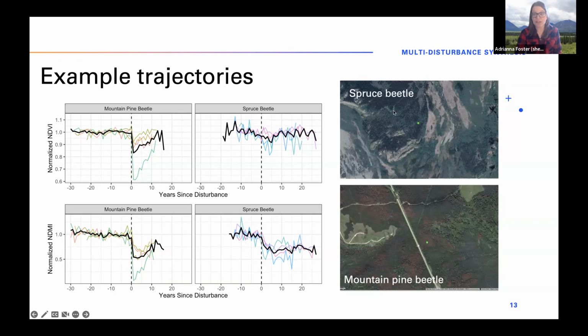However, for the spruce beetle, there's basically no signal in NDVI, which makes sense because the needles of infested spruce trees don't shift to red. However, we do see a decline in NDMI, which corresponds to moisture stress brought on by that infestation.